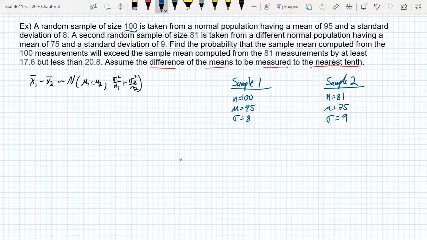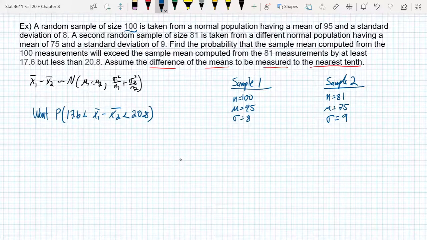We're looking for the probability that the sample mean computed from the 100 measurements exceeds the sample mean computed from the 81 measurements. We want the probability that x1 bar minus x2 bar is at least 17.6 but less than 20.8. So I want to be at least 17.6 and less than 20.8.